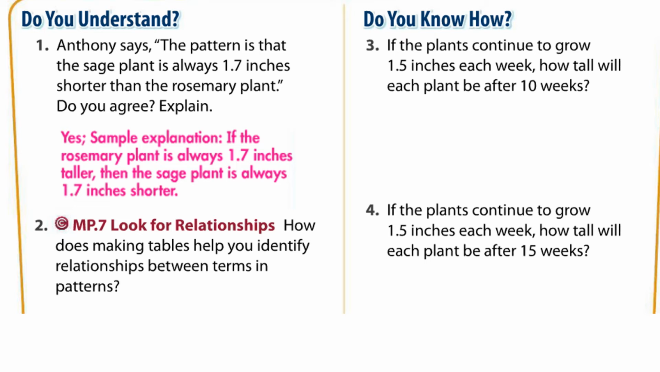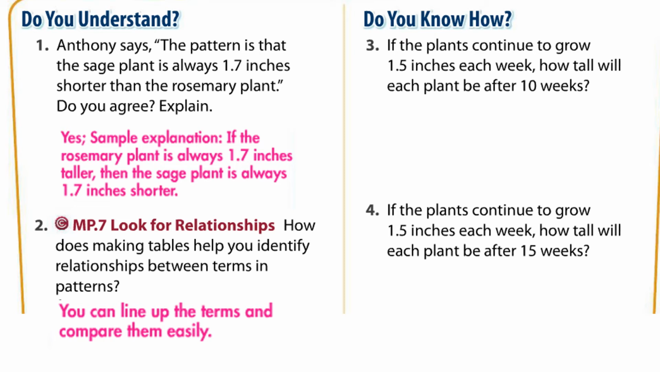Exactly like that. Question 2, he said, how does making tables help you identify relationships between terms and patterns? Yes, you can line up the terms and compare them easily because everything will be clear in the tables. You can see what is the height of the sage plant, for example, in the first week, or at the end of the fifth week. Everything is clear in the table. You can get them easily.